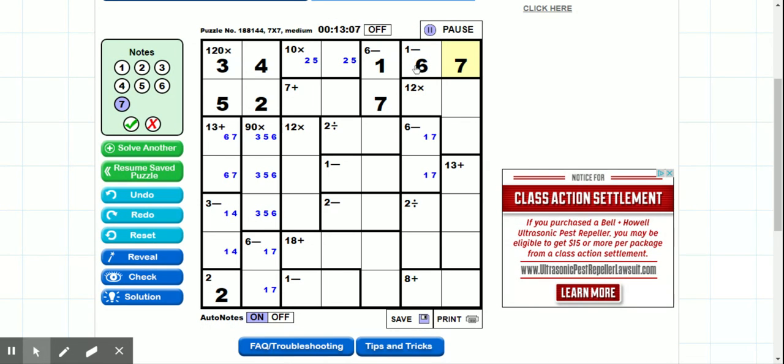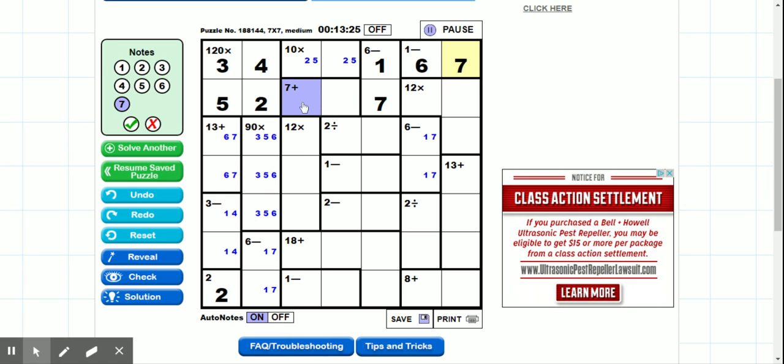You might notice as I fill numbers in, the possibilities, the little blue numbers, the pencil marks disappear. You need to be really careful with this because you don't want something to disappear that actually is a possibility. So let's look at the second row.